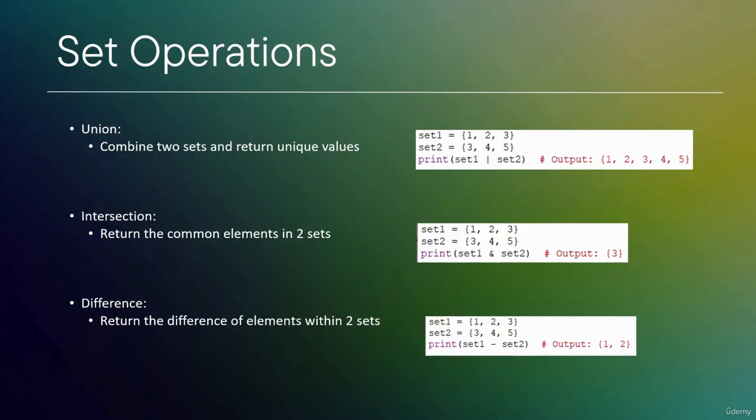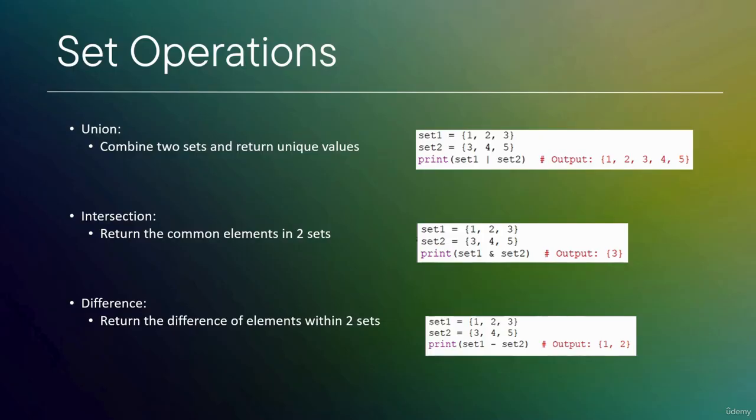So in the example, you can see if we combine set 1 and set 2, then the element 3 would repeat because it is in both the sets. But since we are using sets and the union operator, it will only return one occurrence of the values.